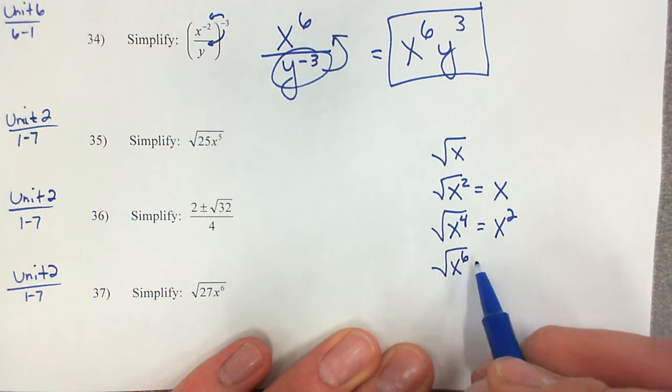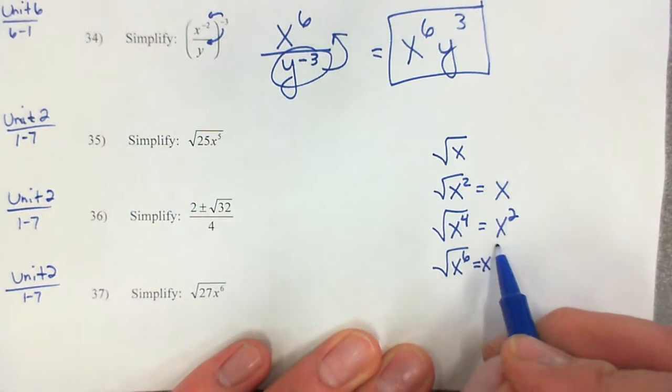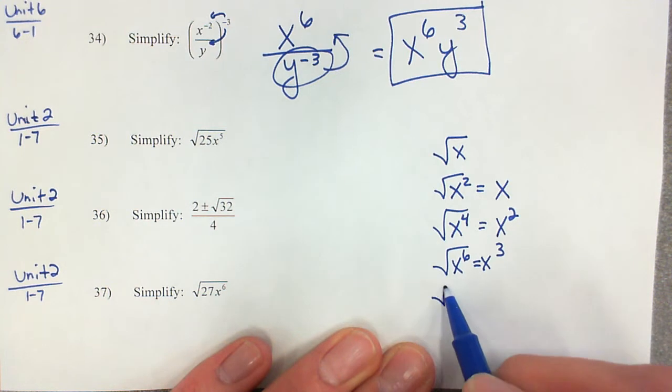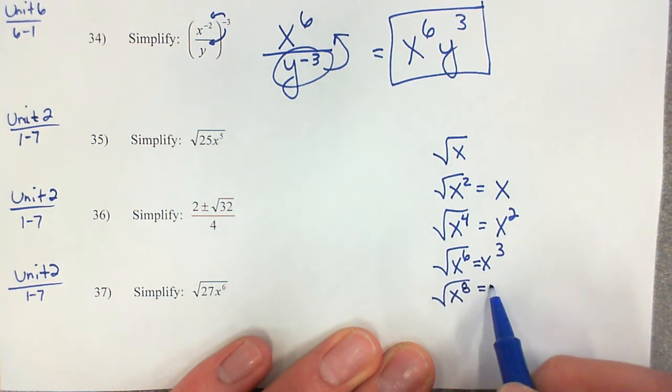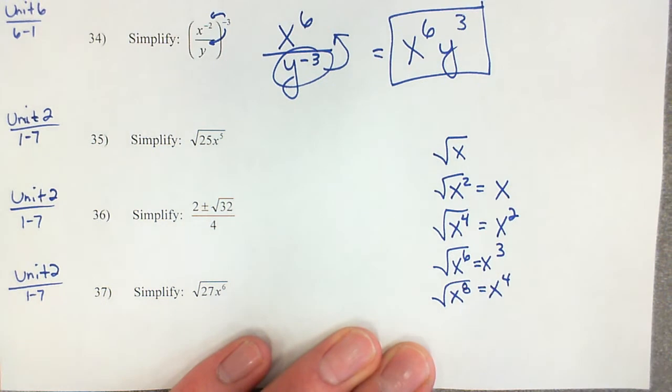X to the 6th, how many sets of 2? There's 2, 4, 6. So this equals x to the 3rd. We have x to the 8th. This equals x to the 4th. So see, the even numbers just get cut in half.